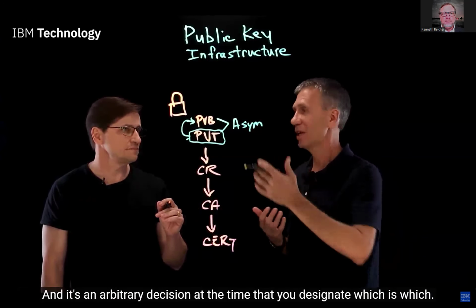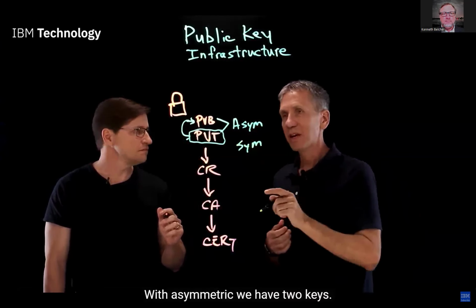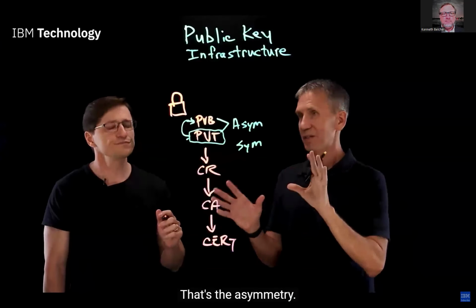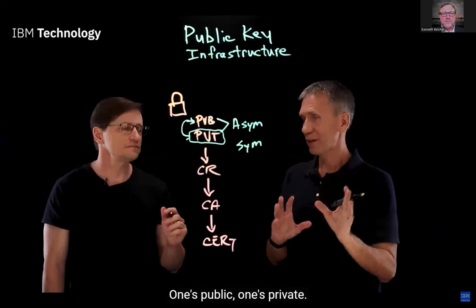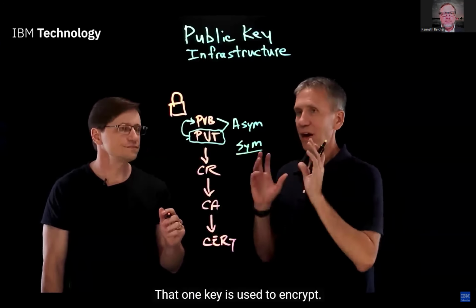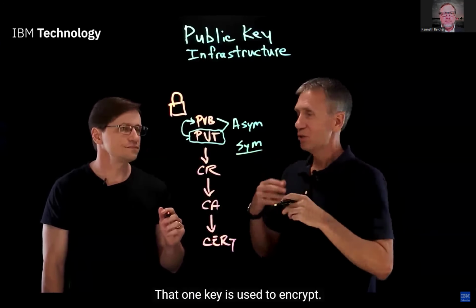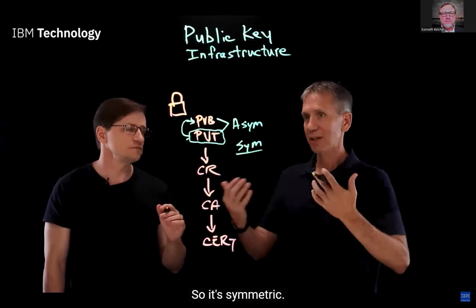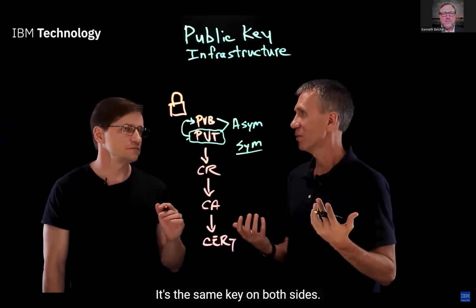Before we leave that, where would symmetric encryption come into play here? So symmetric cryptography is similar but different. With asymmetric, we have two keys. That's the asymmetry. One's public, one's private. With symmetric, we have only one key. That one key is used to encrypt. That one key is used to decrypt. Does double duty. Exactly. So it's symmetric. It's the same key on both sides.